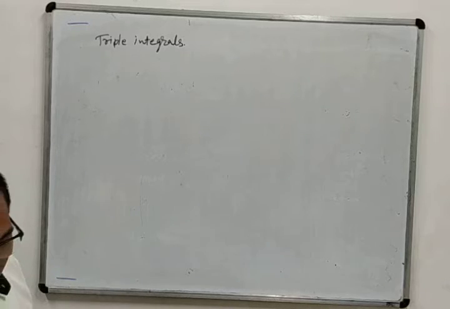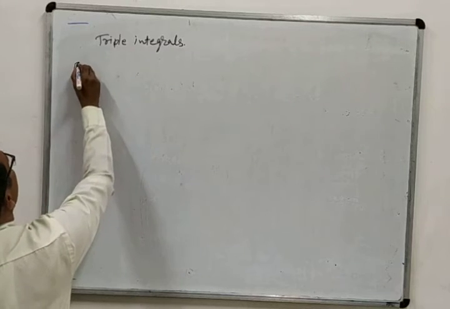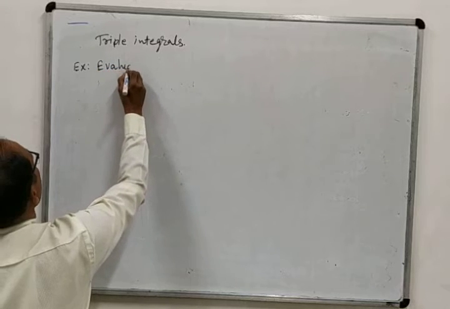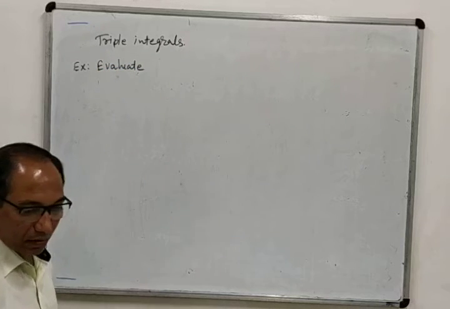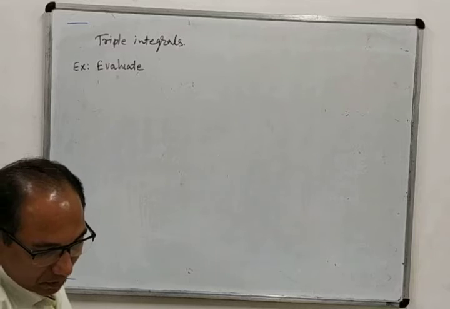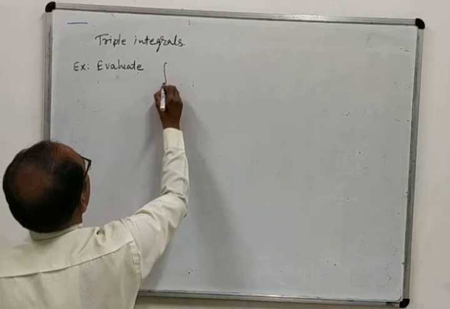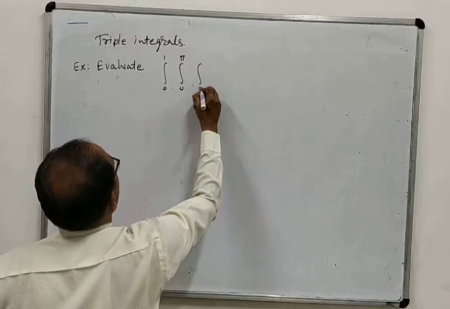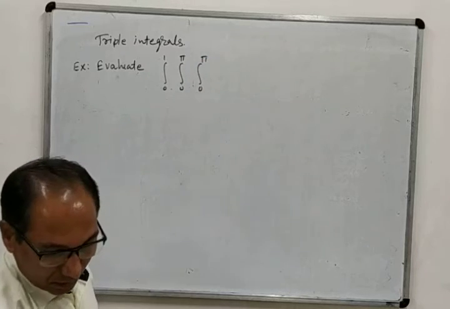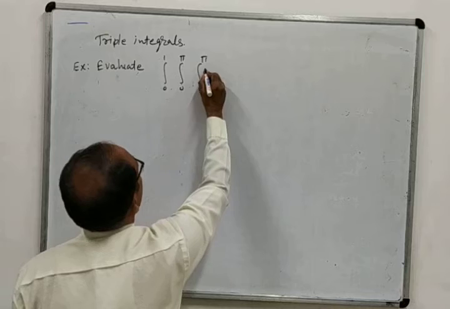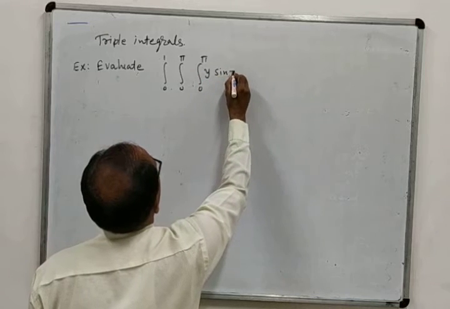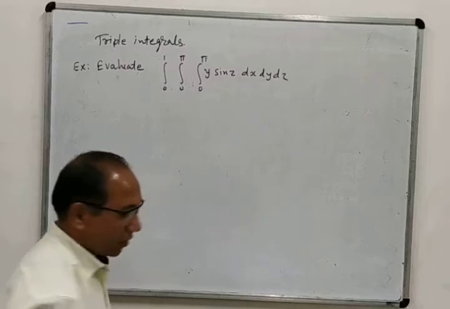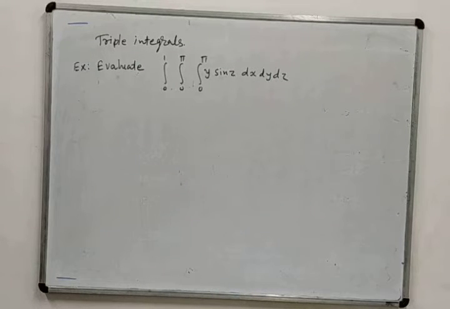Suppose we are given a problem to evaluate. The problems are very simple, no problem. Here one more integration is there: 0 to 1, 0 to pi, 0 to pi, y sin z dx dy dz. So you write down this problem and observe the problem.